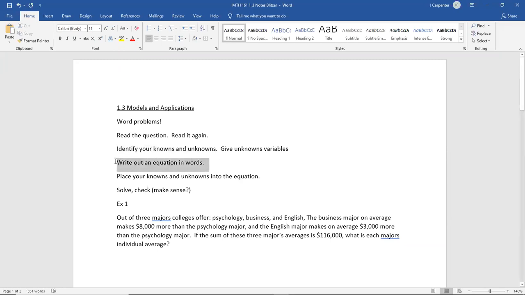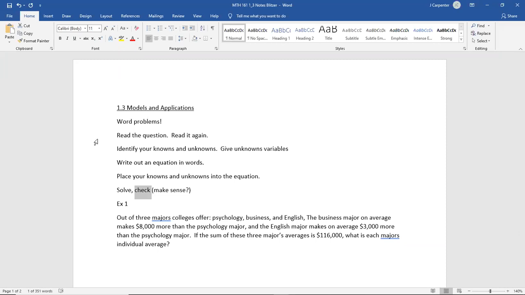Use your words, as our parents tell us. Write out your equation in words if you have the ability to, without going straight to the algebra version of the equation. Instead of writing 3x plus 5 equals 7, write out what that would be in words as the problem lays it out for you. Then you can actually put your knowns and unknowns into an equation, solve it, and check it. And we said that checking is usually more of a does it make sense aspect, not necessarily plugging the numbers back into the equations that you already solved.